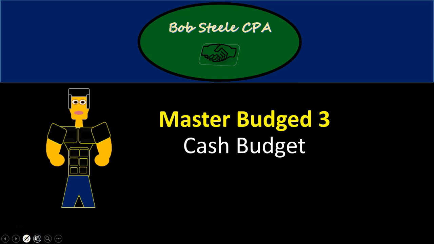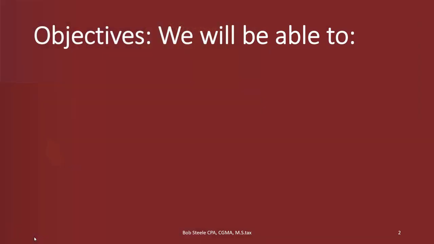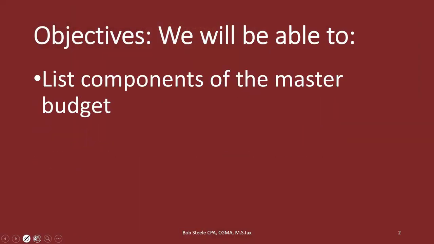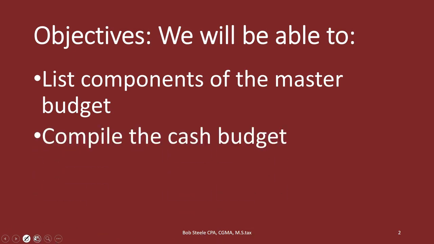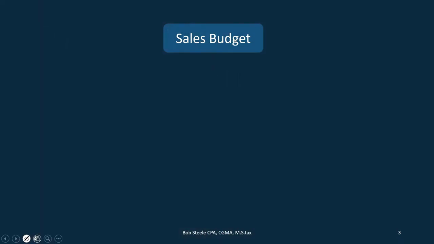Hello, in this lecture we're going to talk about the master budget part 3. So we're going to go into the cash budget. If you haven't looked at parts 1 and 2, you may want to go back and take a look at those first before we go through the cash budget. At the end of this, we will be able to list components of the master budget and compile the cash budget. Alright, so real quick, we're going to go through the components of the master budget. They need to be done in this order.